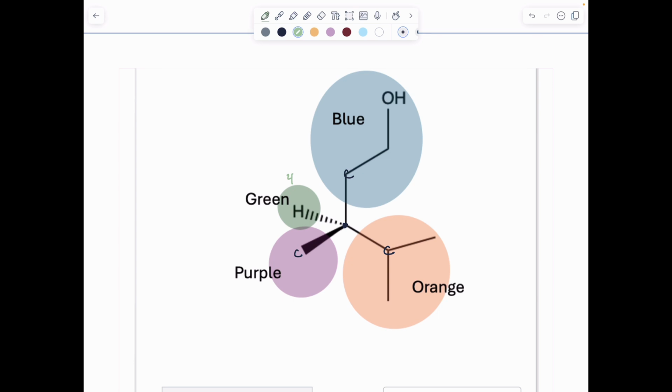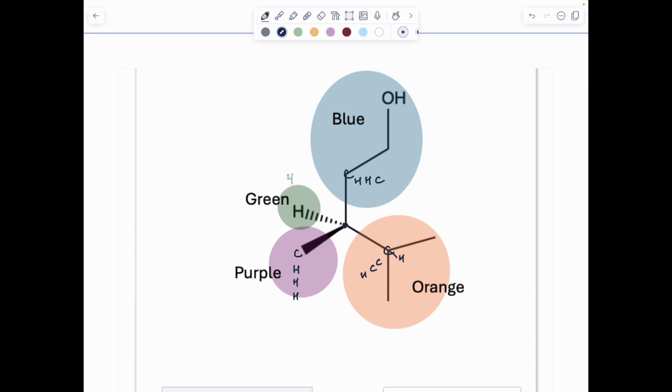Then the next thing I look at is what is attached to each point of attachment. All 3 of these are carbon, so we can't go by just the carbon, but we can look at what's directly attached to that carbon. This carbon, CH3, has 3 hydrogens. This carbon has 2 carbons and an implied hydrogen right here. And this carbon has 2 hydrogens and a 3rd carbon.